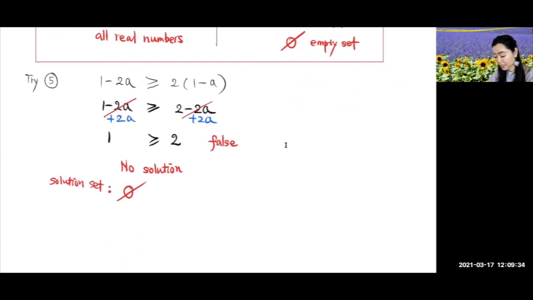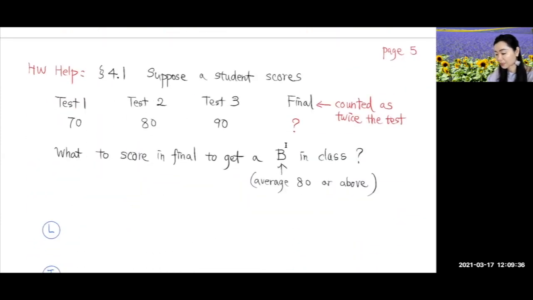Okay, now the next one. This one here happened in homework, so I'm going to give you some hints on this one. Let's go over this together. So suppose a student scores this on the first 3 tests, and then the final counts as twice a test. So the final is weighted twice, the final counts as 2 tests. Okay, and the student has taken all of these except the final. So this particular class only has tests and a final.